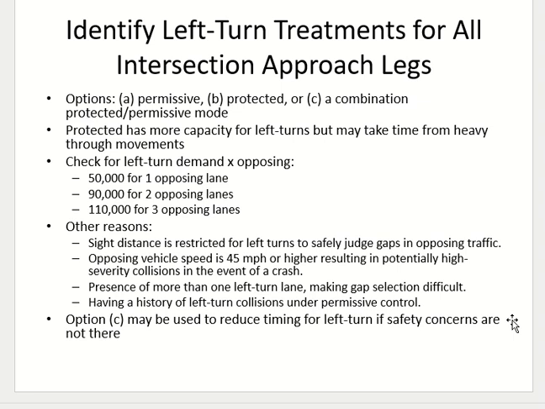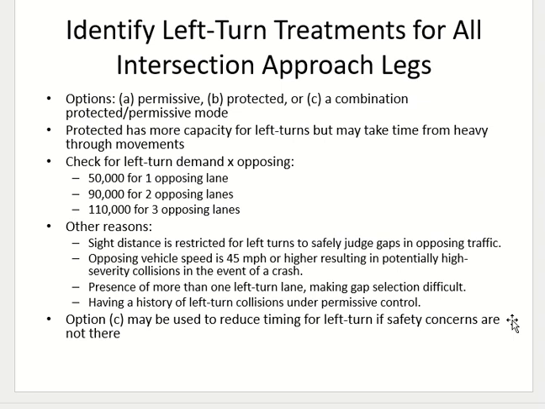Whenever you exceed these values, the left turning becomes protected. So the product more than 50,000 for one lane, 90,000 for two lanes, and so on. If you exceed these values, the left turning becomes protected. And what are these values? Left turning into the opposing, multiply.